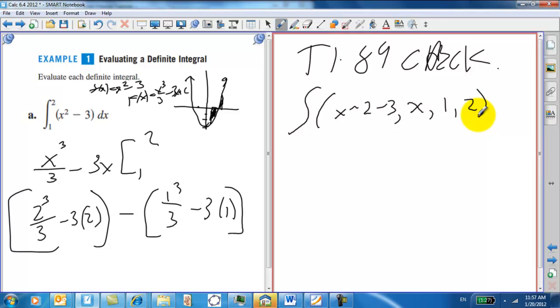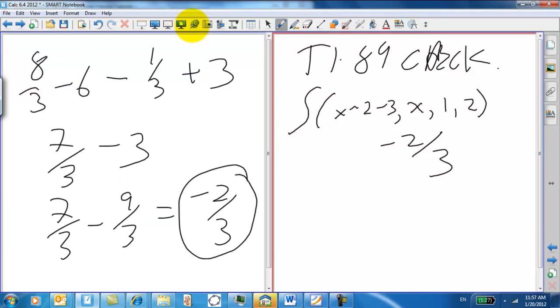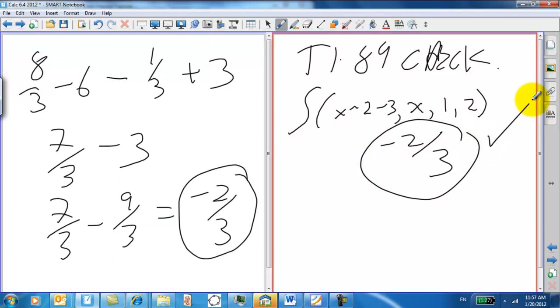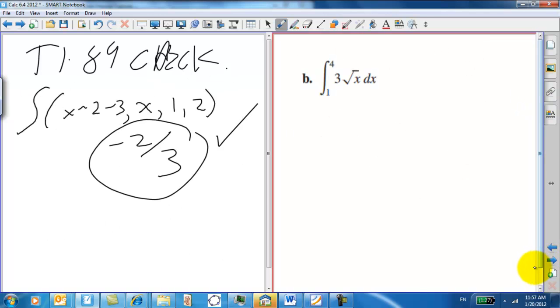And I get negative 2/3. Negative 2/3. And we see I made my first mistake. Oh no, that's what we came up with, right? Yeah. Take off that. Negative 2/3. Kabinga. All right, let's try another one.